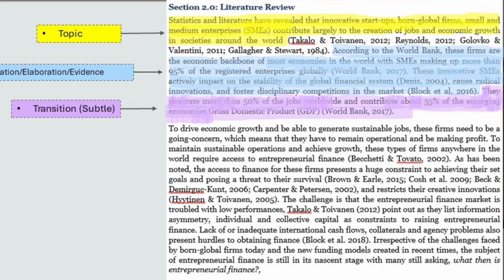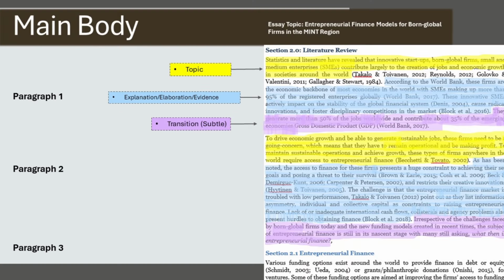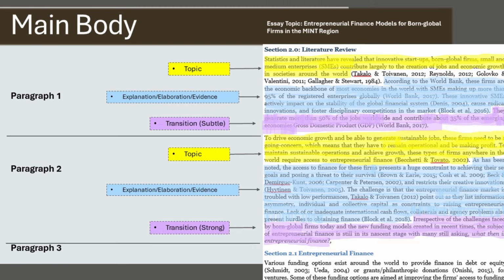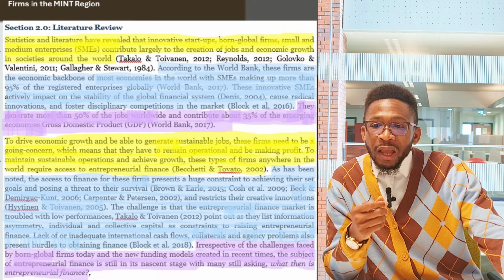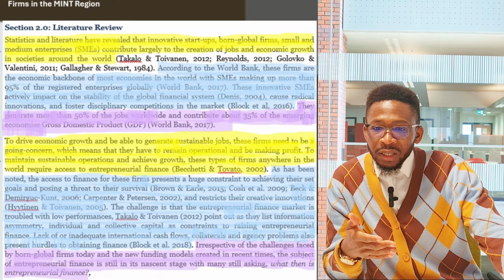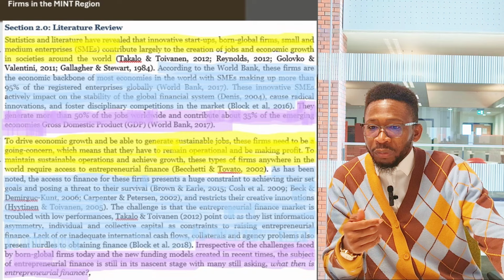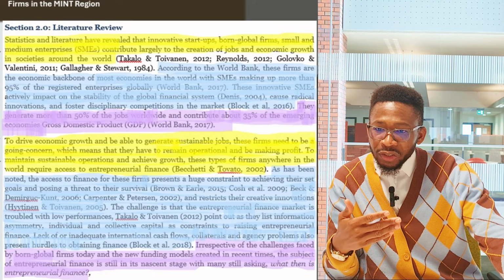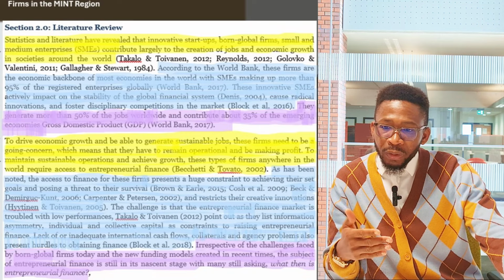Again, you can pause the video and see if you can identify the different areas in paragraph 2. And if you identify these sections, that will be correct. So we have, again, the topic, the explanation, and the transition. In this case, we identify the transition here as a strong transition as it clearly points to what the next section or the next paragraph should be. And we do that by asking a question around understanding entrepreneurial finance, or what is entrepreneurial finance. And that takes us to the next section that starts by addressing entrepreneurial finance.